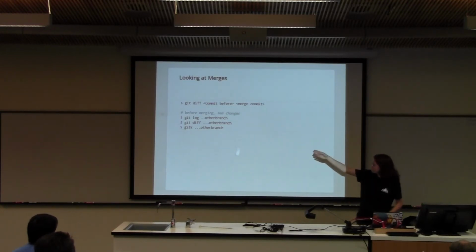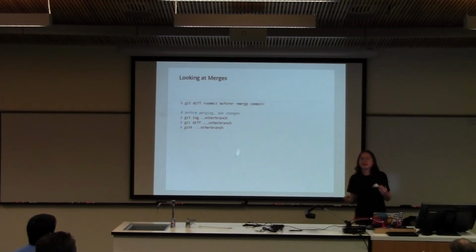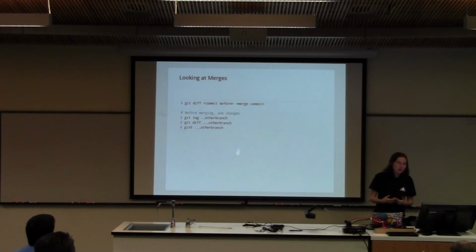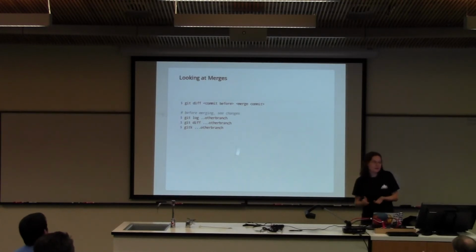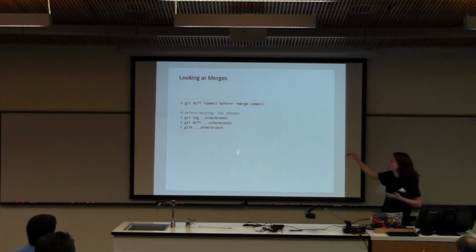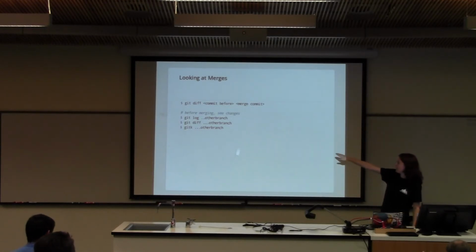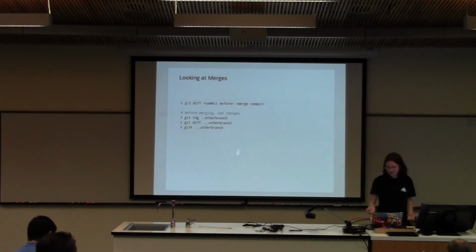You can also, before you merge, see how a given branch differs from the branch you're currently on. The syntax for that is git log double dot the branch name, or git diff triple dot the branch name. Or if you want a visualization of it and you're going the GUI route, you can use gitk and then triple dot other branch, just like the syntax for git diff.